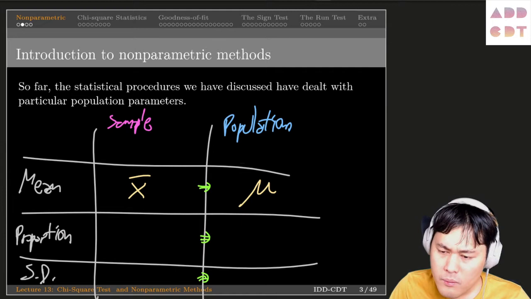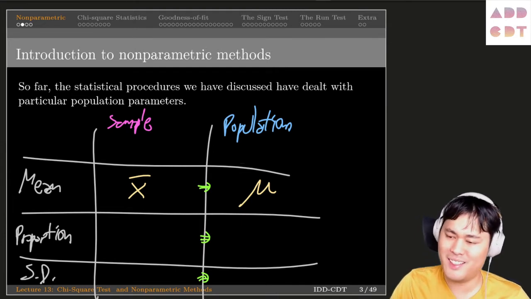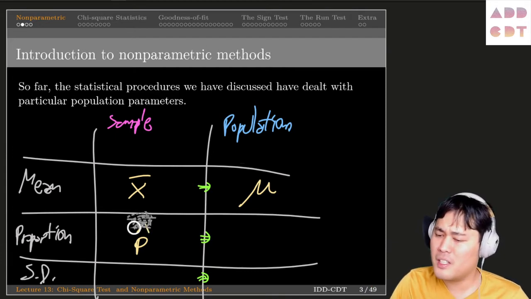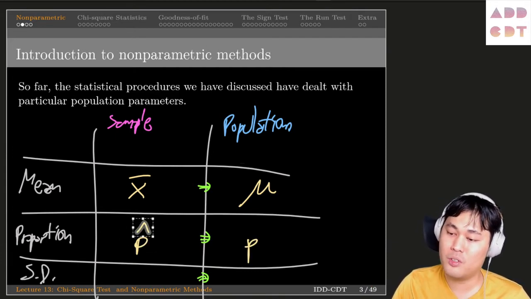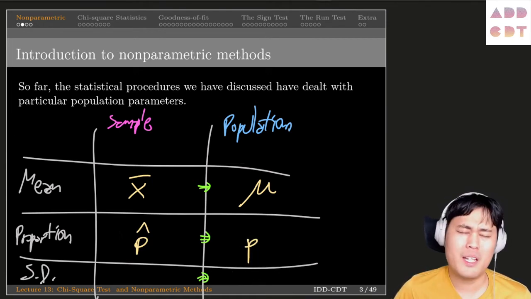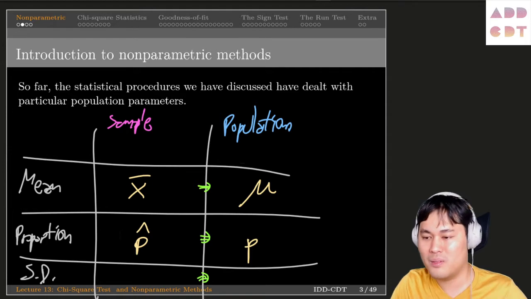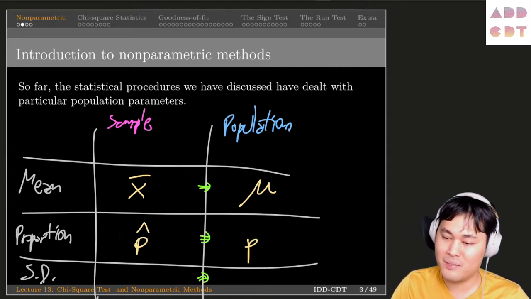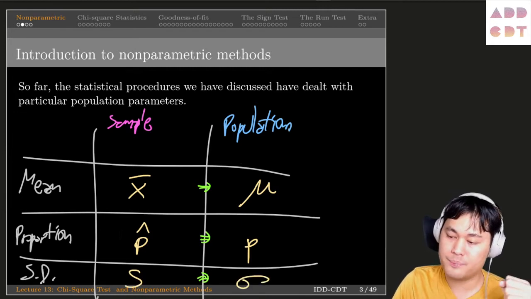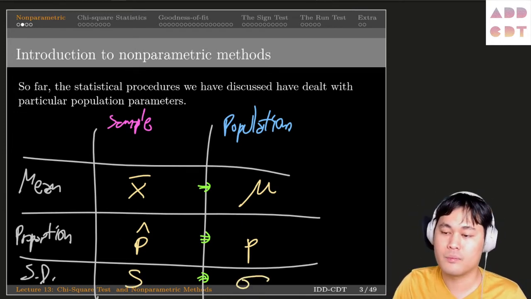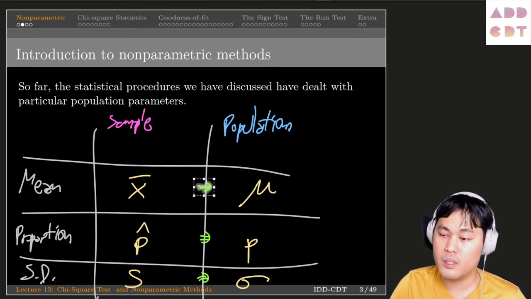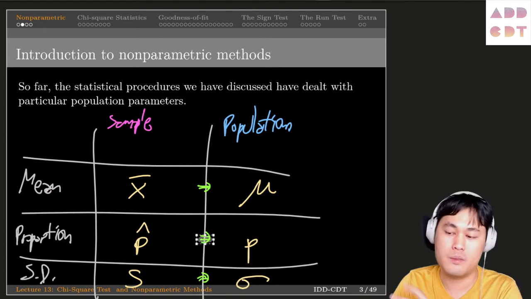For proportion, we use p-hat, which has some fancy notation, and we use it to estimate the population proportion P. I'm not sure why there is no Greek letter for it, but anyway, for standard deviation we use S to estimate sigma. And so we have two sets of notations to distinguish between the sample and the population.